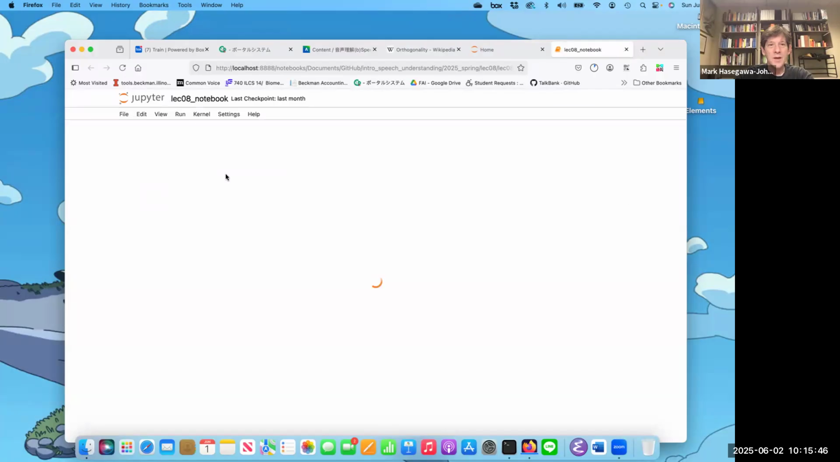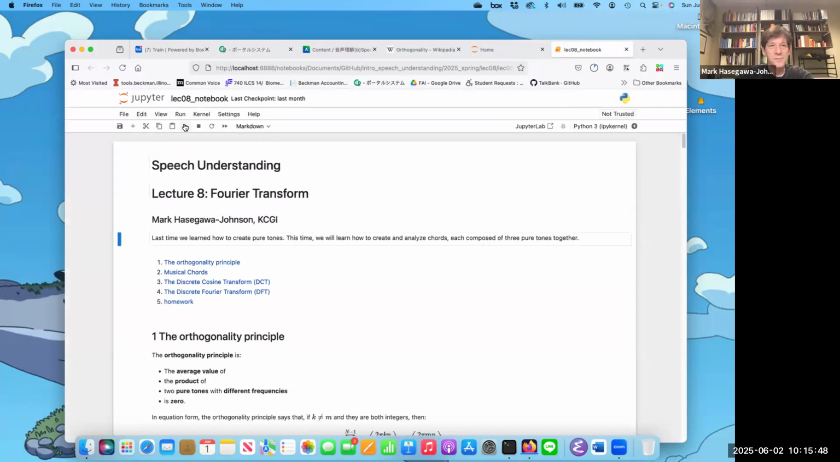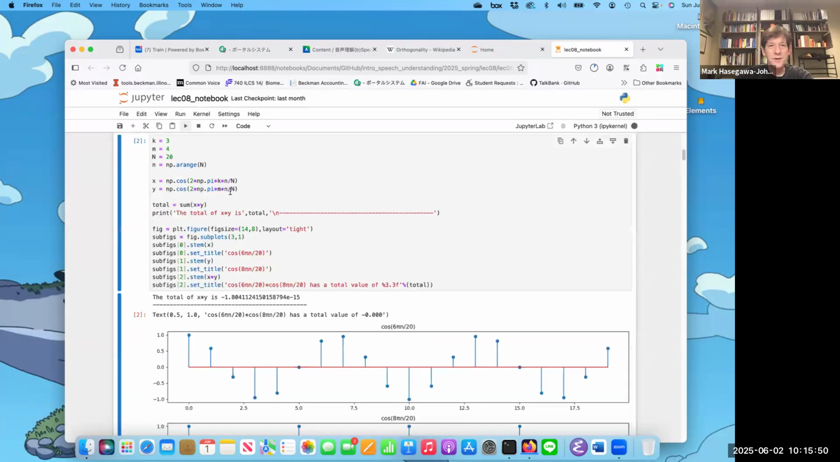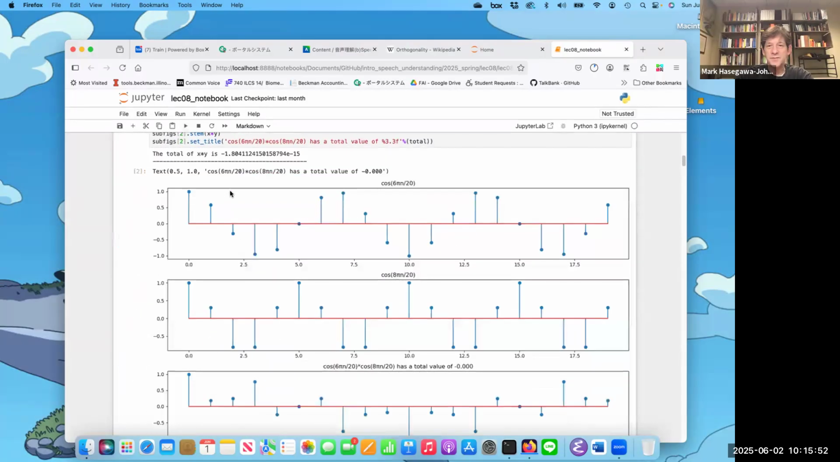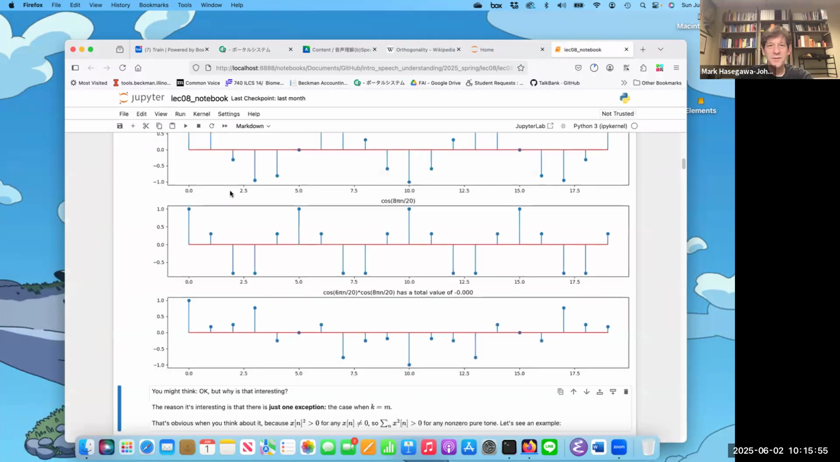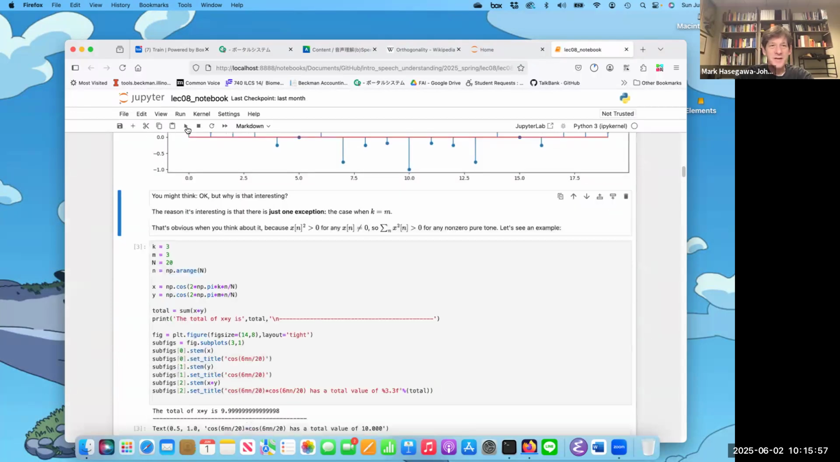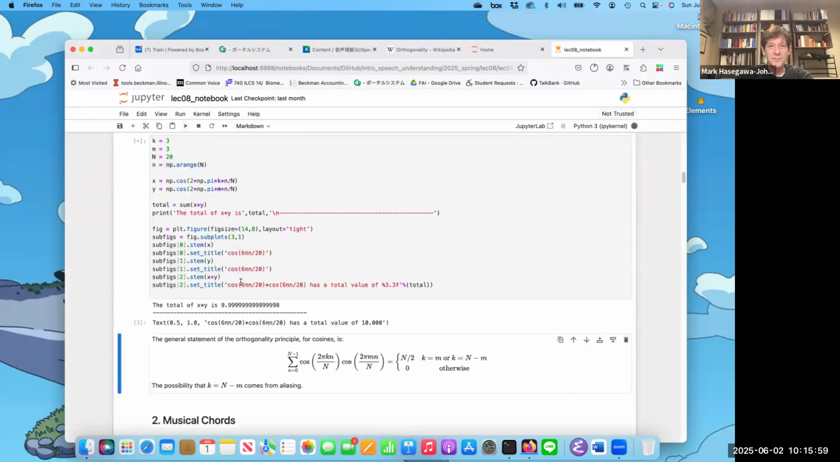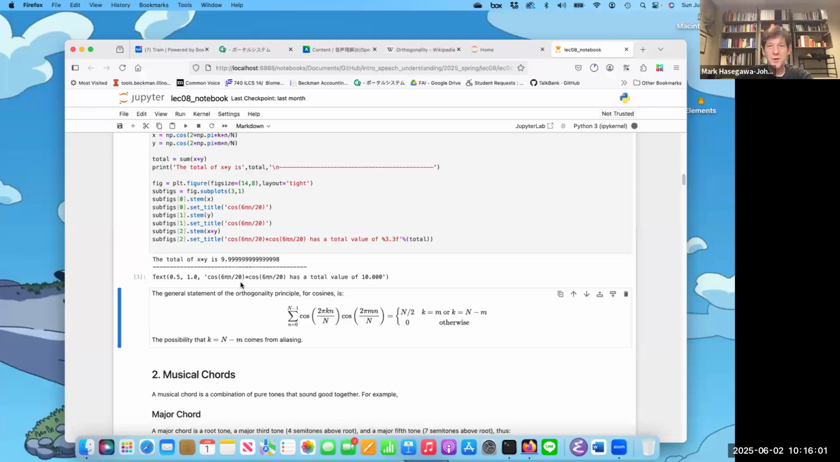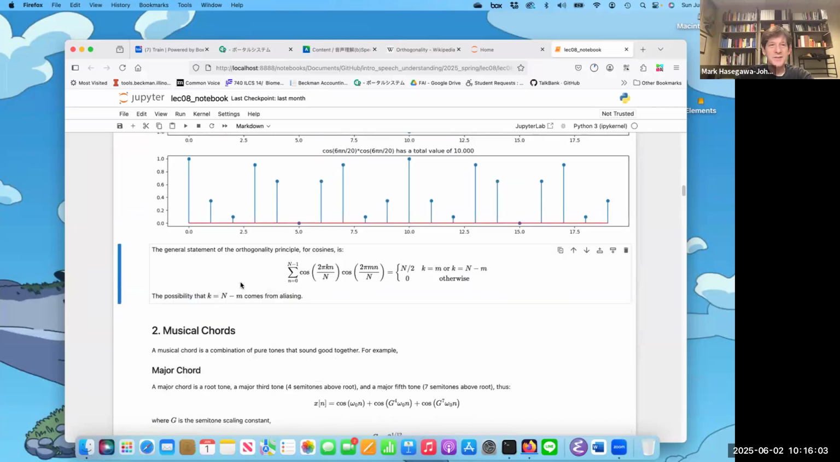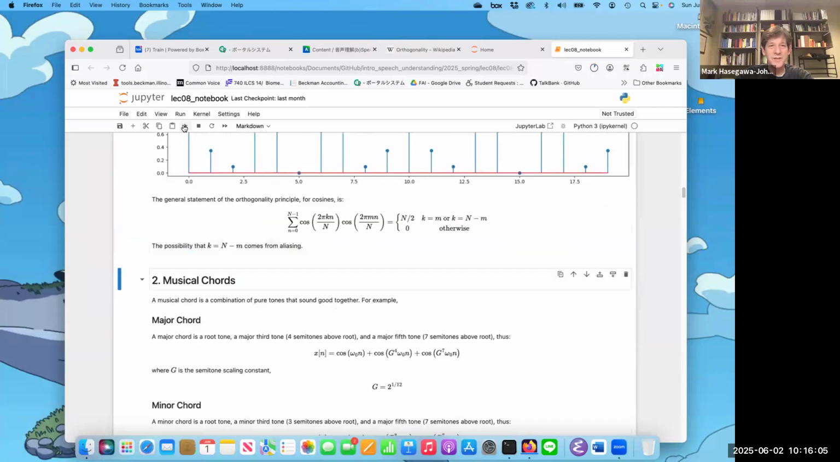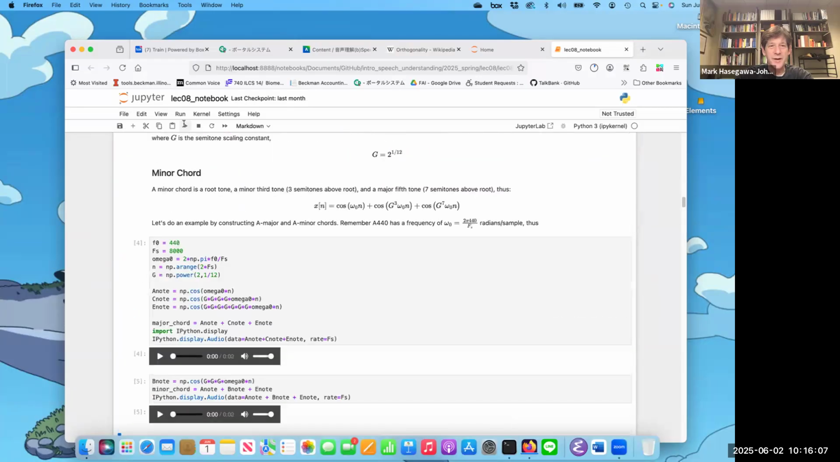All right, let me just go through and run all the code in this notebook. All right, there's the first plot of the orthogonality principle. The average is 0. If they're at the same frequency, the average is not 0, because all the values are positive. And so since all the values are positive, we can use that in order to get back again the notes from the minor chord.